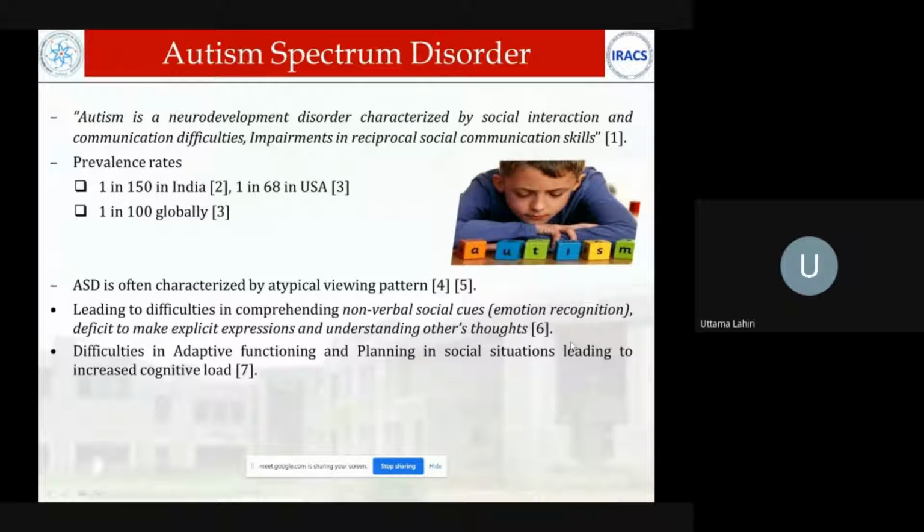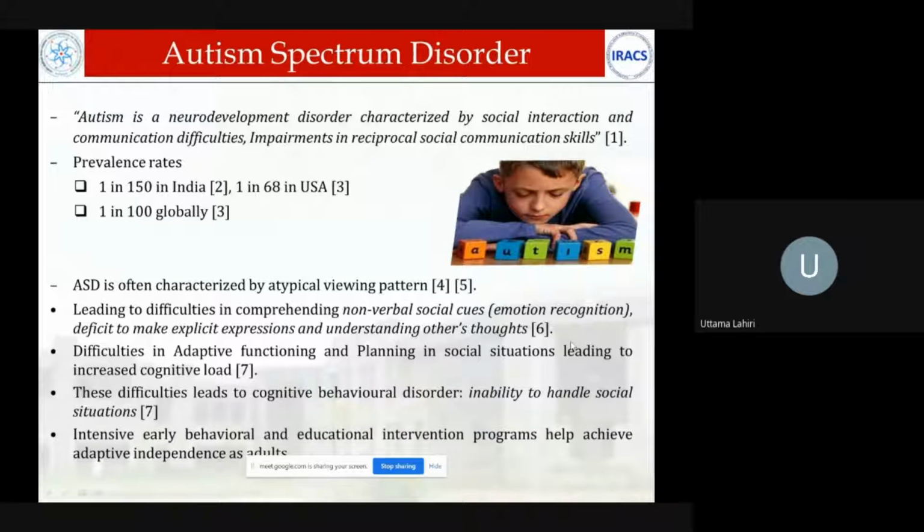In fact, these children exhibit difficulties in adaptive functioning and planning in social situations, and it has been shown in literature that this is considerably related to their cognitive state, such as cognitive load, anxiety, and engagement. I'll come soon to how we can tap these cognitive states using different measures. As a result, they cannot handle social situations because of these deficits.